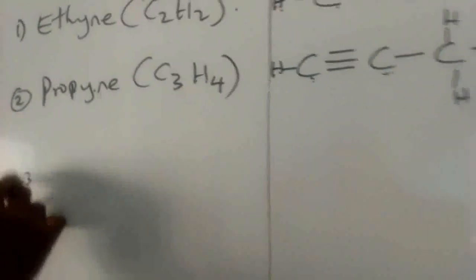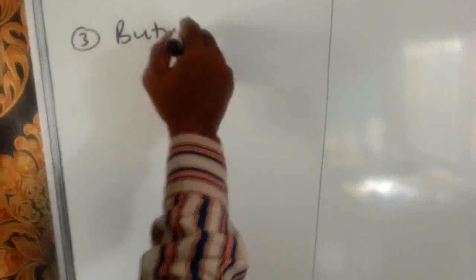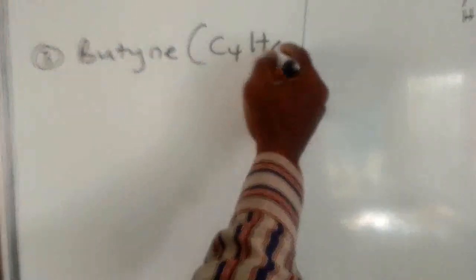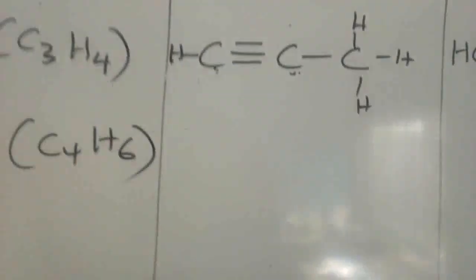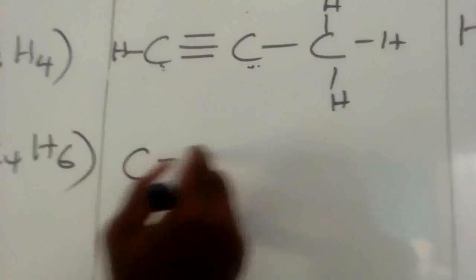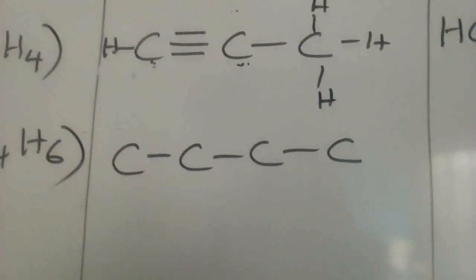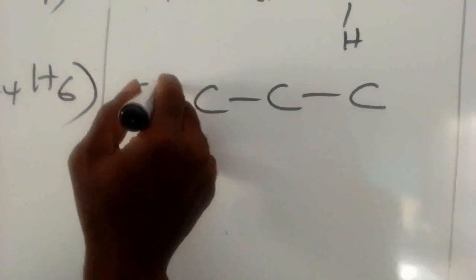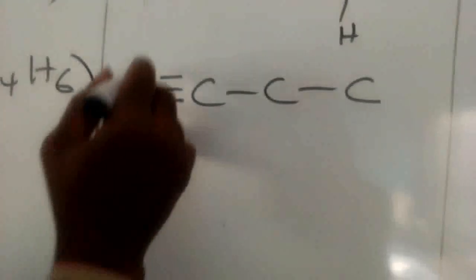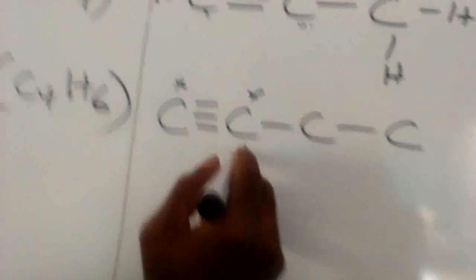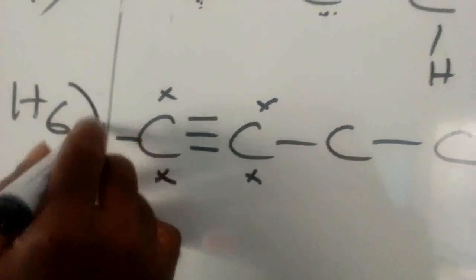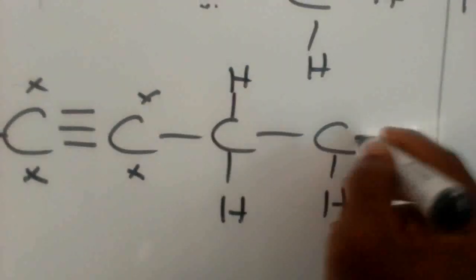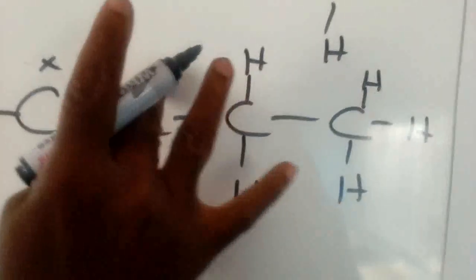Number 3, butyne, which is C4H6. This is the third member. Drawing the structure of butyne, we have 1, 2, 3, 4, 4 carbon atoms. I can choose anywhere to put my triple bond. Let me put it here. That means I have to put the hydrogens here and there, 4 hydrogens. So put 1 here, 1 there, 1 here, here and there. So this is removed.